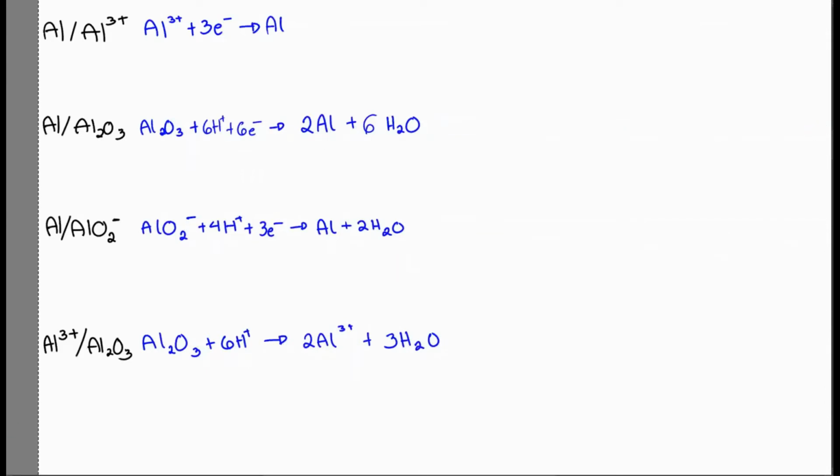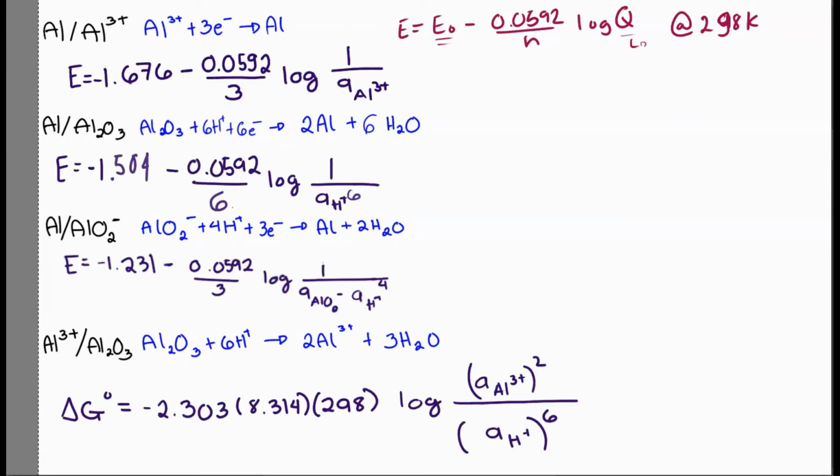The form of our Nernst equation is E is equal to E naught minus 0.0592 over N times log Q. This is at 298 Kelvin, where Q is your reaction quotient. We can use that to get the Nernst equation for this. Since we got E naught, for let's say Al to Al3 plus, we would have the following expressions.